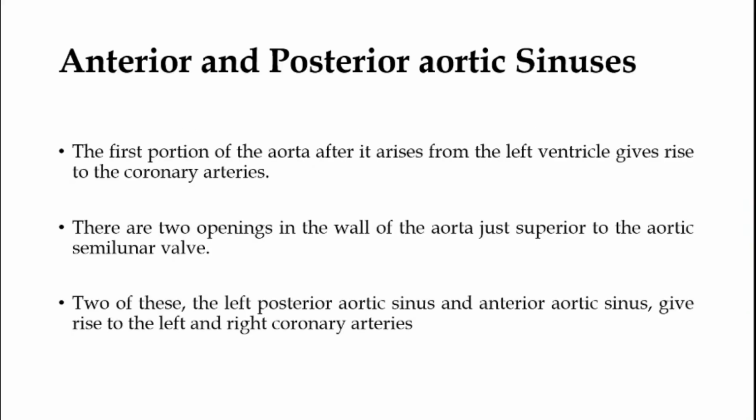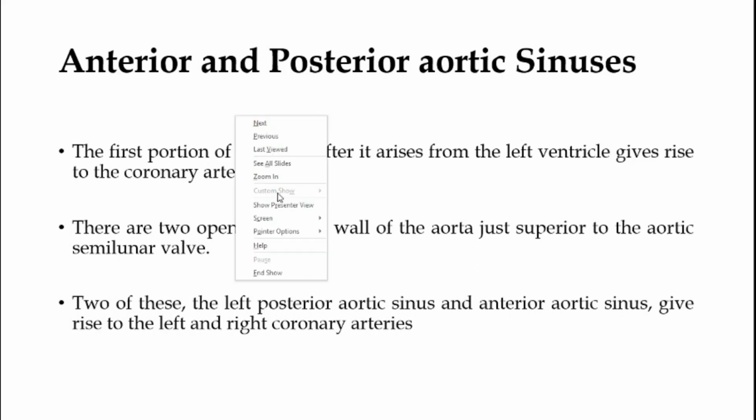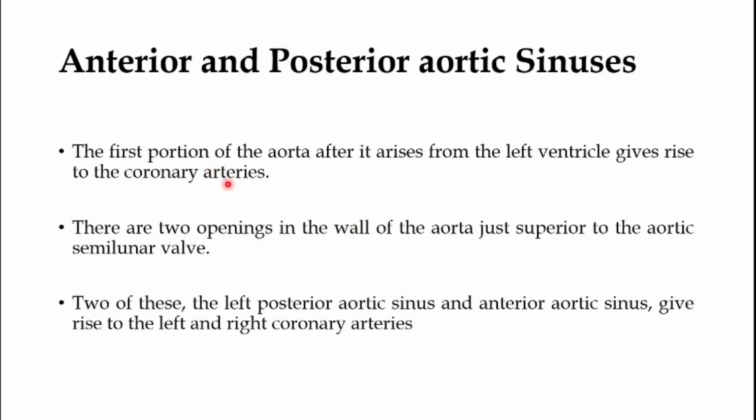So let's sum up what we have learned so far. We have talked about the anterior and the posterior aortic sinuses, and the first portion of the aorta. The first portion of the aorta, after it arises from the left ventricle, gives rise to the coronary arteries. So from the aorta, the coronary arteries are coming out, and those origins are known as the aortic sinuses. And where are the aortic sinuses located? They are located just superior to the aortic semilunar valve, as we have seen in the video.